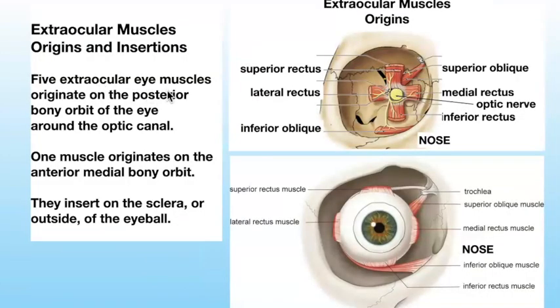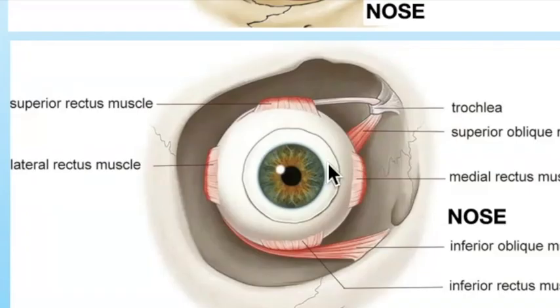Five of the 6 extraocular muscles originate on the posterior bony orbit of the eye around the optic canal. And here they've removed the eyeball so that you can just see the origins of these 5 muscles. One muscle originates on the anterior medial bony orbit. All of the muscles insert on the sclera, or the outside of the eyeball. The sclera is the whole white part of the eyeball.